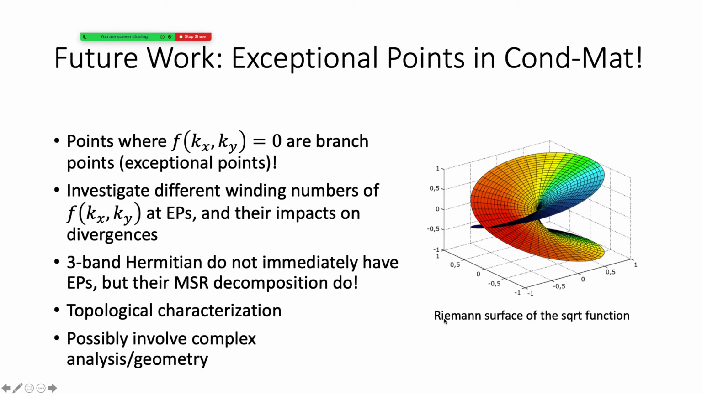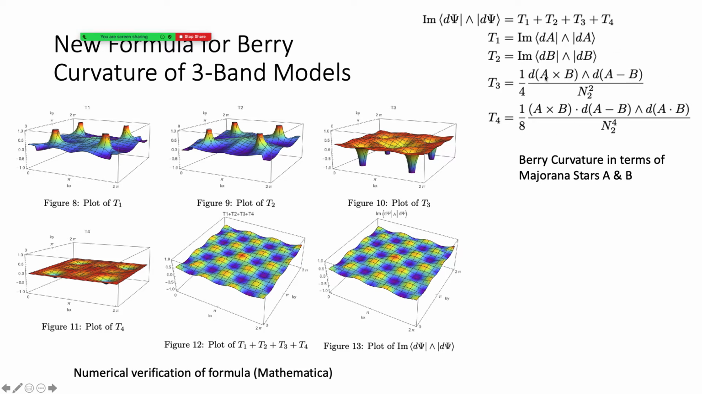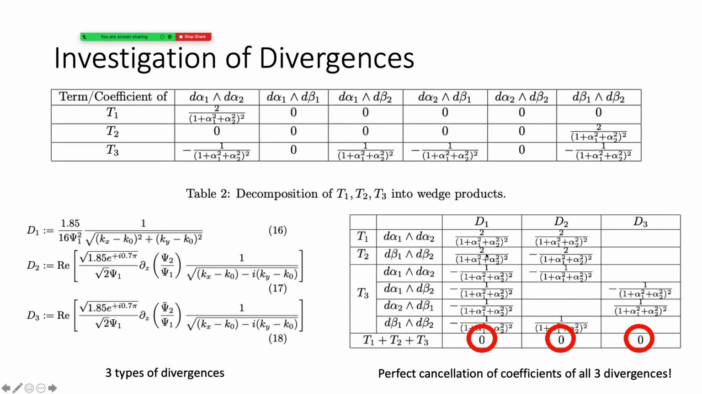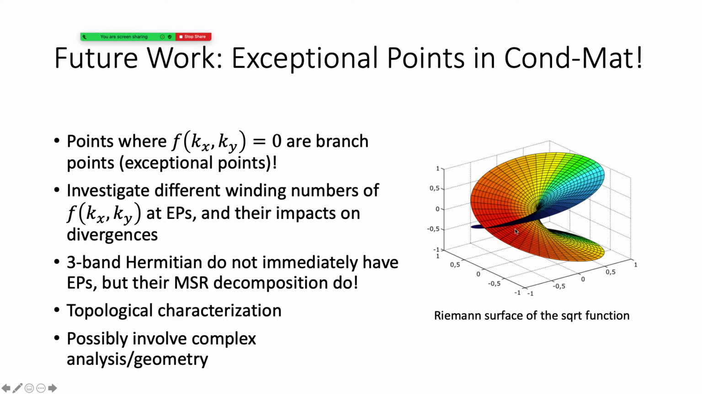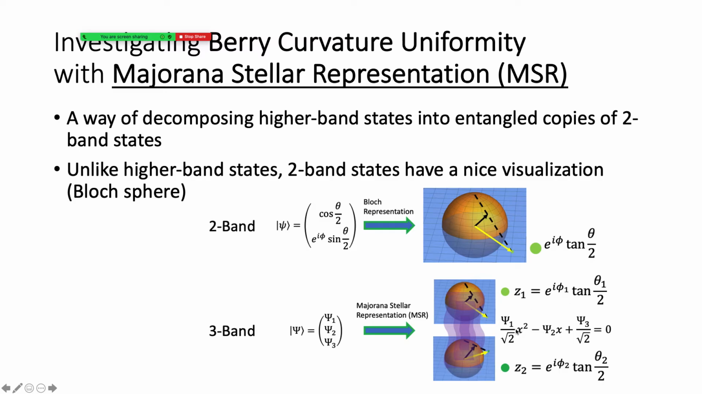No, the Riemann surface is different. The sphere is for the Majorana stellar representation, the MSR. The two sphere picture gives me this formula, and then using this formula, I investigate a bunch of other things, and one of the things I can investigate involves this Riemann surface. So in this formula, if I go to this slide, the stars are actually calculated as the solutions to this quadratic equation.